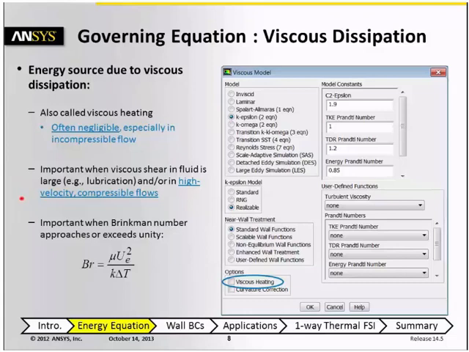As it was noted on an earlier slide, for the density-based solver, or for compressible flows with the pressure-based solver, viscous dissipation is accounted for by default. For incompressible flow in the pressure-based solver, the checkbox here in the Viscous Models panel controls whether or not viscous dissipation is included. If you want to estimate whether to include viscous dissipation in your calculation, you can use the Brinkman number, which is a dimensionless group that we see here. It defines when viscous heating is important, and this is the case when the Brinkman number approaches or exceeds unity.